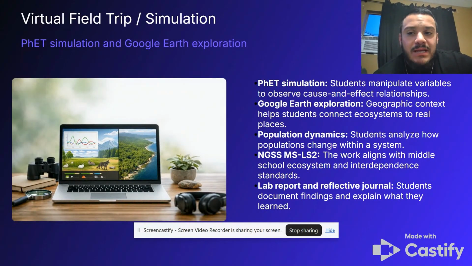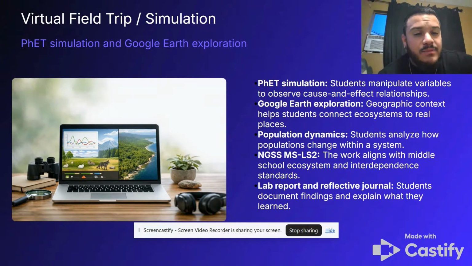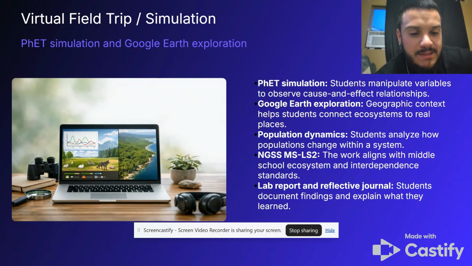Virtual field trip slash simulation. The PhET simulation and Google Earth exploration. In PhET, students manipulate variables to observe cause and effect relationships. Through Google Earth exploration, geographic context helps students connect ecosystems to real places.